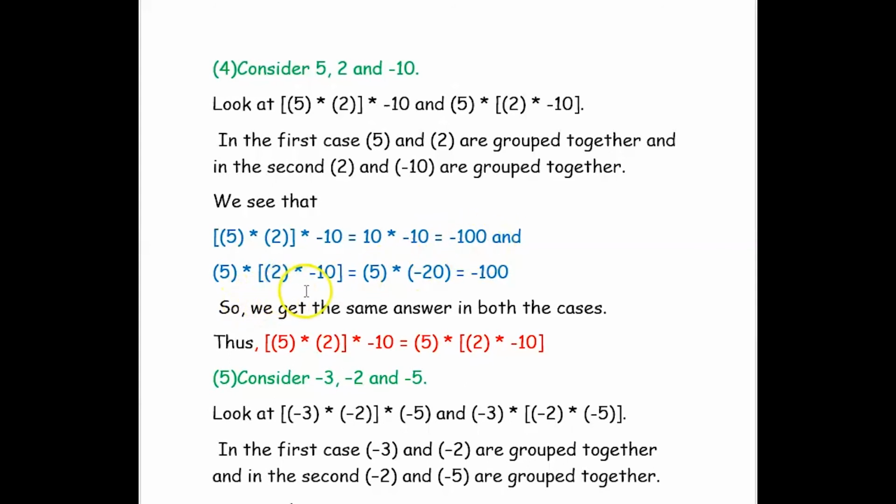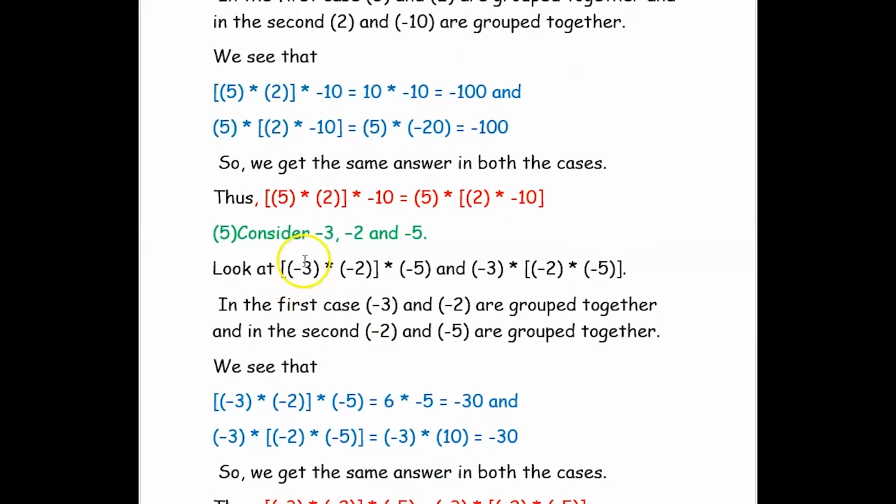Next we will group 2 and negative 10. So if you group 2 and negative 10, here also odd number of negative integers. So your result will be negative. So 2 into 10 is 20. So it is negative 20. 5 into negative 20. Again odd number of negatives. So our result will be negative. So 5 into 20 is 100. So it's negative 100. So here also we get same answer in both the cases. So we can write 5 into 2 into negative 10 equal to 5 into 2 into negative 10.